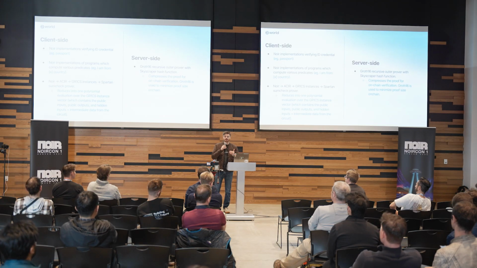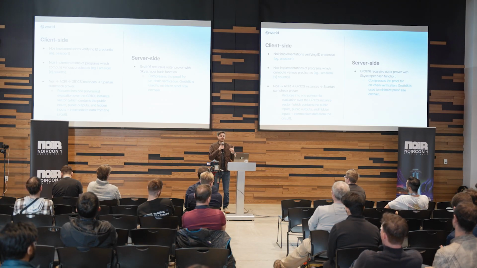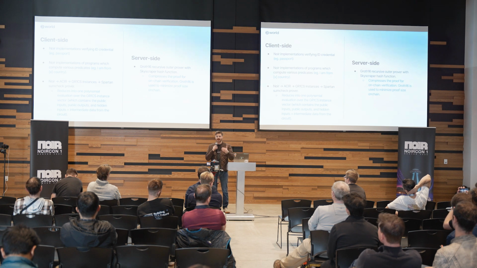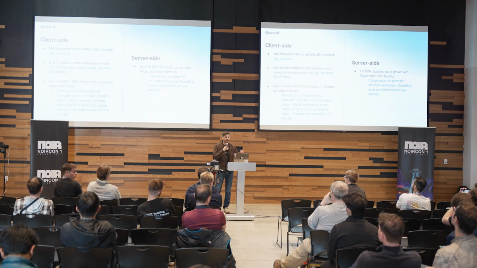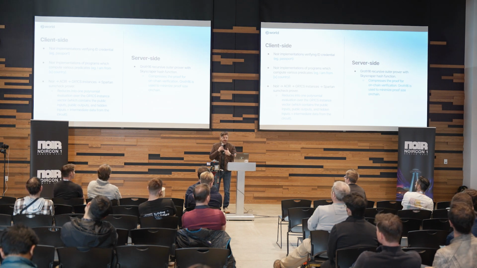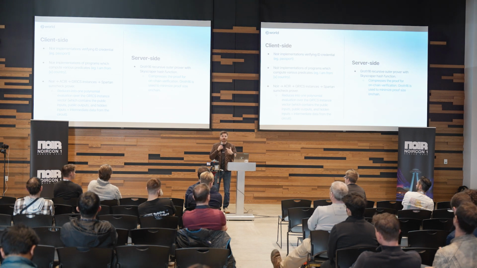So a quick look at this. On the client side, we're developing Noir implementations to firstly verify that an identity is a valid identity. For example, a passport is signed by the correct issuing authority, and that it contains the correct metadata that corresponds with the cryptographic commitment within that credential. And then further, a Noir implementation that allows us to compute over various predicates with that metadata associated with that credential. So for example, what is the age of that individual? What country are they from?